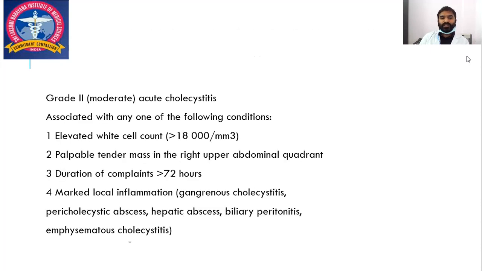And grade 2, which is moderate acute cholecystitis, is associated with any of the following conditions: elevated white cell count greater than 18,000, a palpable tender mass in the right upper abdominal quadrant, duration of complaints greater than 72 hours or 3 days, and marked local inflammation, which is seen in gangrenous cholecystitis, pericholecystic abscess, hepatic abscess, biliary peritonitis, emphysematous cholecystitis.